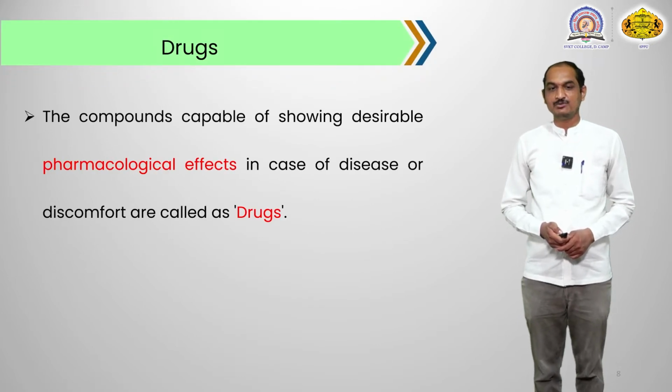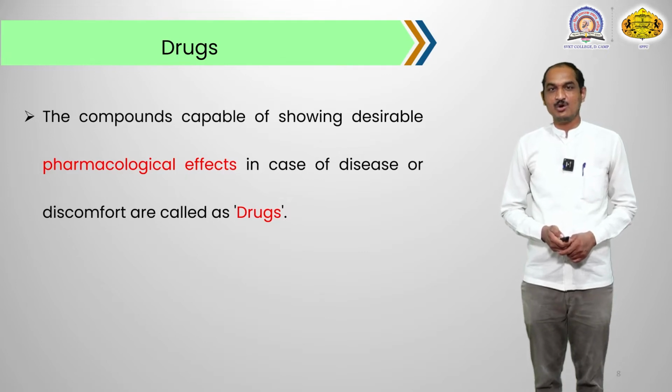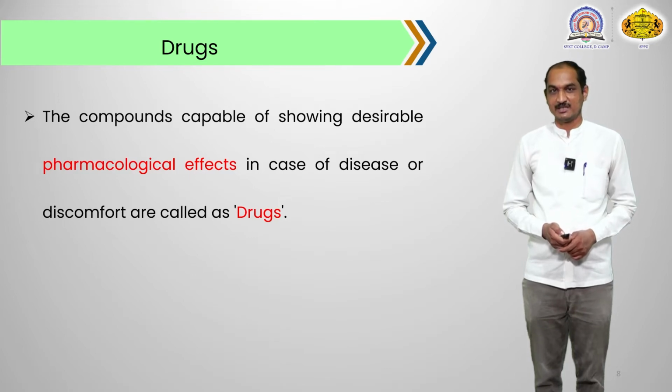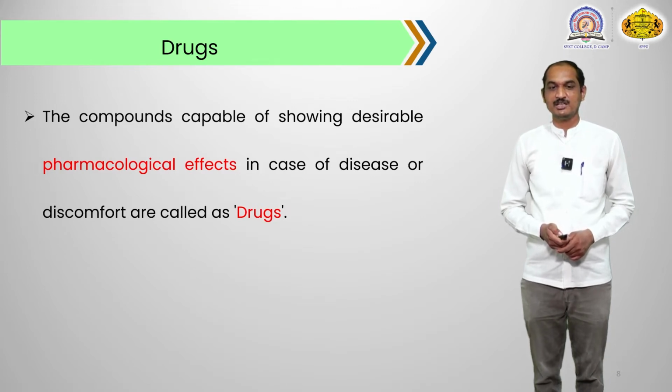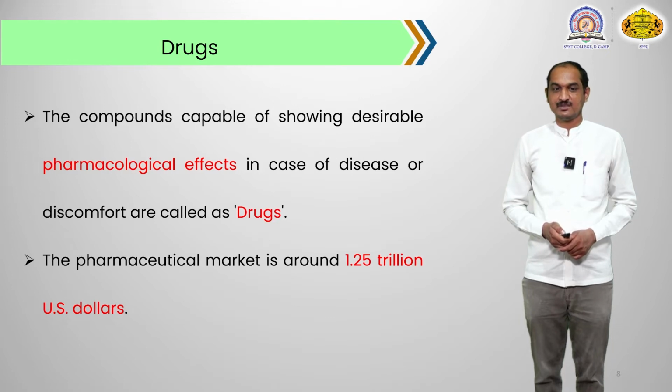We know that the compounds capable of showing desirable pharmacological effects in case of diseases or discomforts are called as drugs. Okay. We use the drug molecule for the preparation of different medicines, and this is the definition of drug. What is meant by drug? The compounds capable of showing desirable pharmacological effects in case of diseases or discomfort are called as drugs.